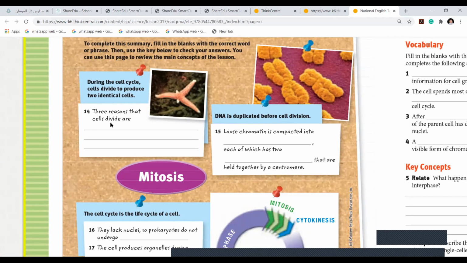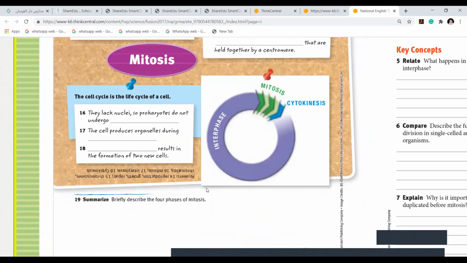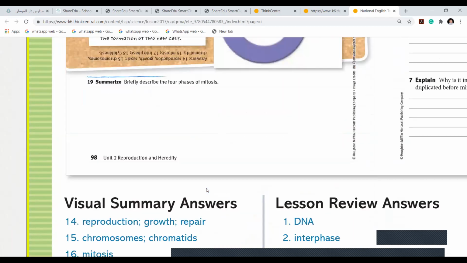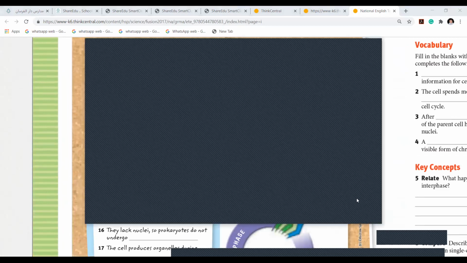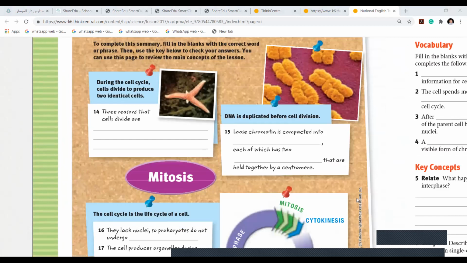Miss, what is this page? Page 98. Can you see or know the page? No. On the screen, can you see page number 98? Yeah.